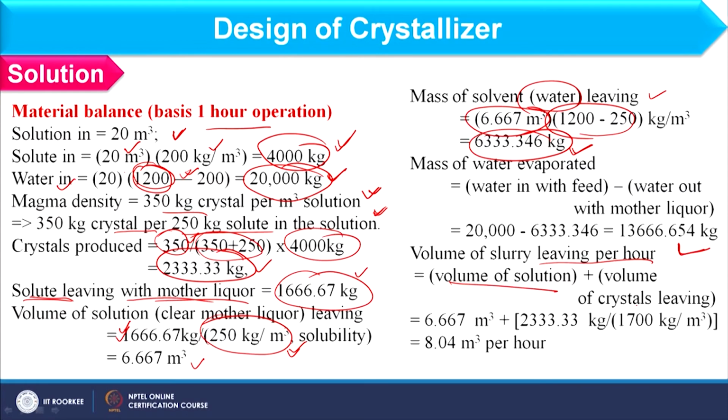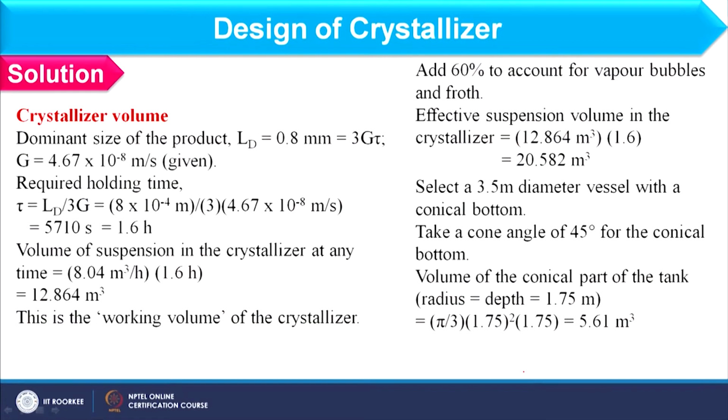Further, we can find out how much volume of slurry is leaving per hour, that is the volume of the solution and the volume of the crystal leaving, right. The volume of the solution we have already calculated here, so I can consider that here as well. And the volume of the crystal, because the total crystal formed is 2,333.33 kg, is that divided by the density of the crystal. Okay. So, we can consider 8.04 meter cube per hour of slurry leaving per hour. In this way we can find out how much volume is leaving the crystallizer in a given time, and that is per hour.